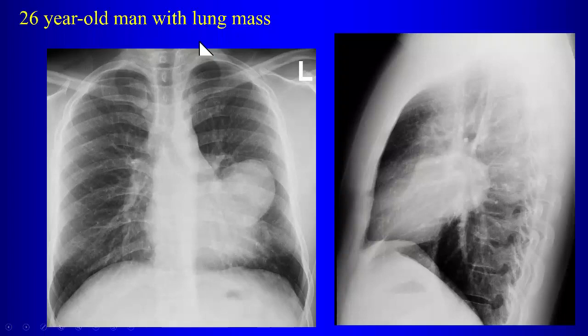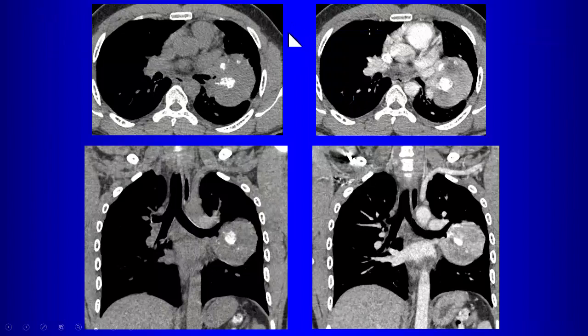26-year-old man with a lung mass. So this is a young patient with a big lung mass here. Of course, bronchogenic cancer always in your differential, but the patient is rather young for bronchogenic cancer. And then on the CT, it has this peculiar appearance.